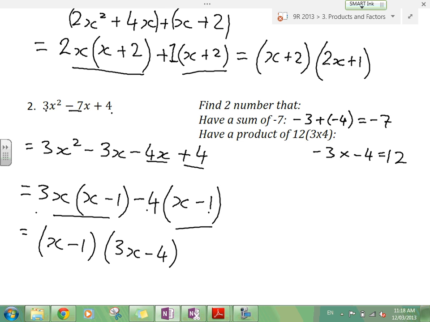This one to here. So first thing is to find these two numbers that have a sum of the middle term and have a product of the other two. Okay, so you got minus 3 and minus 4, and then you use those numbers to split the middle term up. And that's you rewrite, and then you do this one.